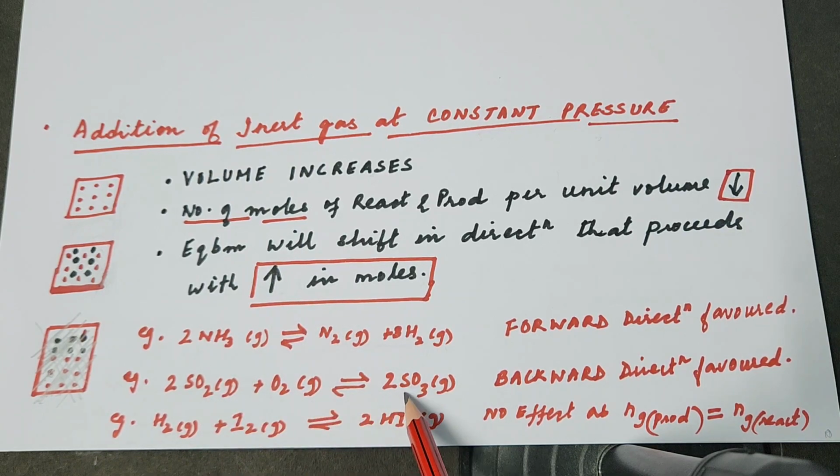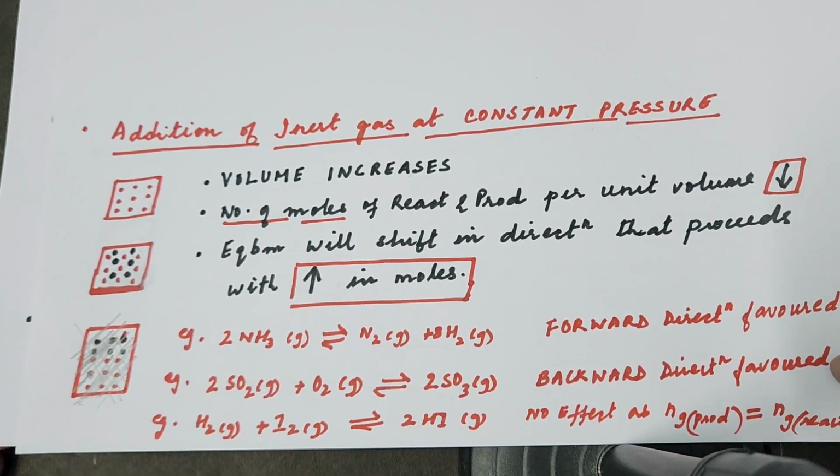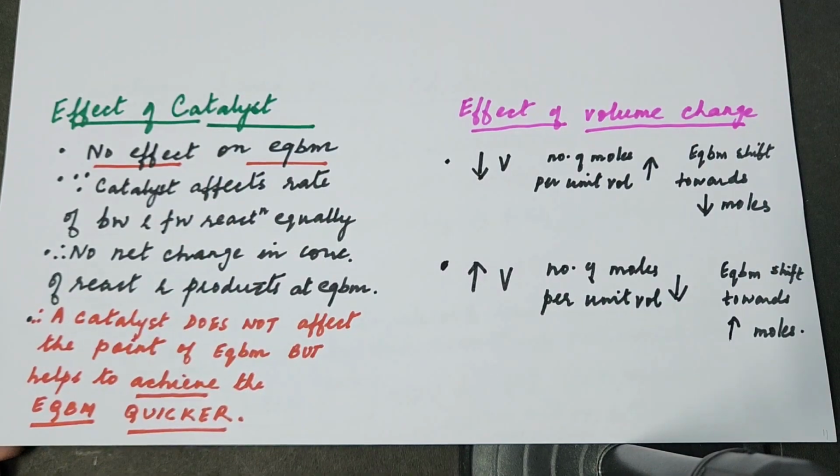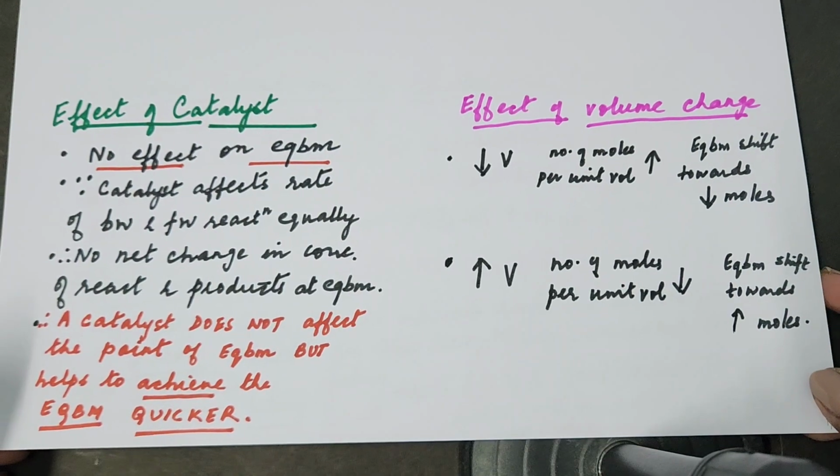Which is that direction? Where is the number of moles increasing? Here 2, here 3, in the backward direction. And let's look at this example. 2 here and 2 here. When the number of moles is the same, backward and forward, there is no impact, no disturbance. So there is no impact of change in pressure for such cases.